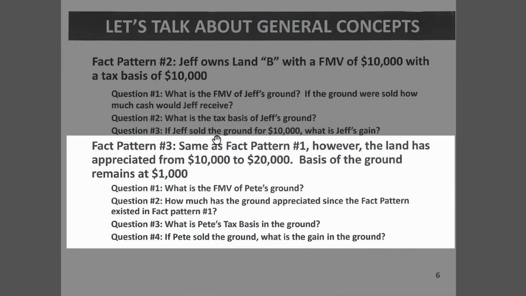Same as fact pattern number 1. However, the land has appreciated from 10,000 to 20,000. Basis of the ground remains at 1,000. So what is the fair market value of Pete's ground? 20,000. How much has the ground appreciated since number 1? 10,000. What is Pete's tax basis in the ground? 1,000. And if he sold the ground, what is the gain? 19,000.